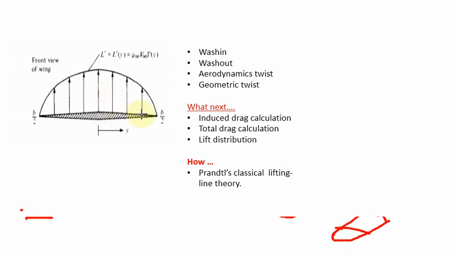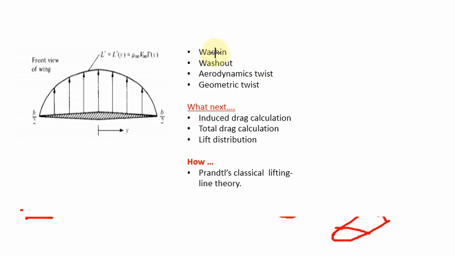Now I want to tell you about the distribution of lift from the tip to the root section, because it depends upon many factors, with terms like washin, washout, aerodynamic twist and geometric twist. These are the terms normally used for designing your wing section.